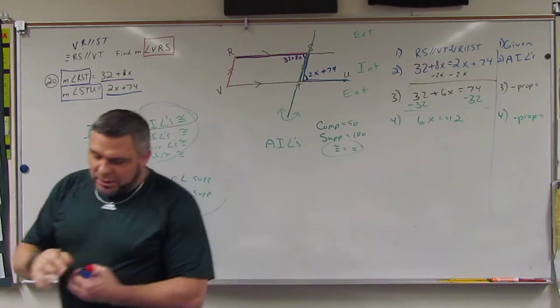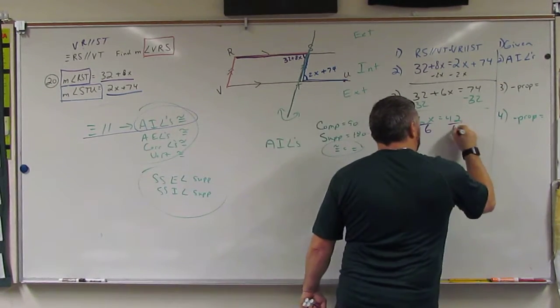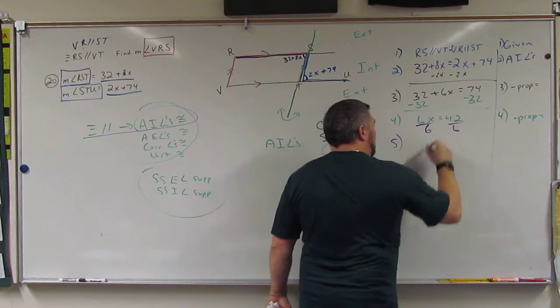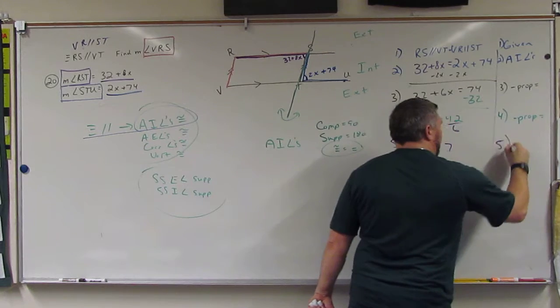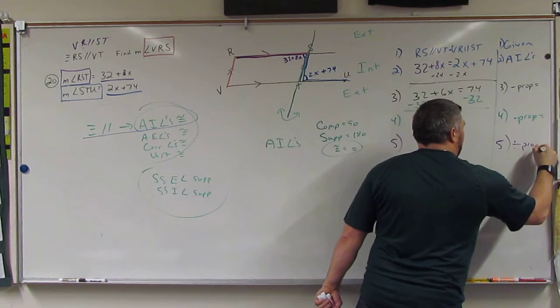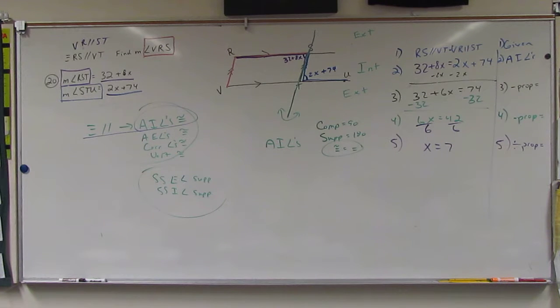Okay. So now what? Divide by 6. Divide by 6. And this should be x is equal to 7. Why? Division property of equality. Division property of equality. Okay. All right. What else? Is that it?